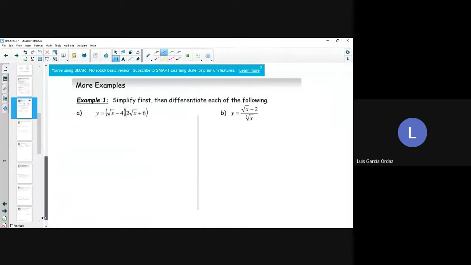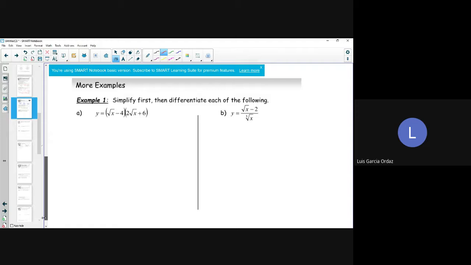So now we have some more examples of these derivatives. So what we're going to do first is simplify and then differentiate. So by simplifying, you are just going to expand, bring it into its simplest form, and then take the derivative.